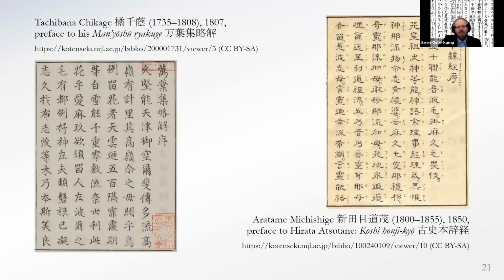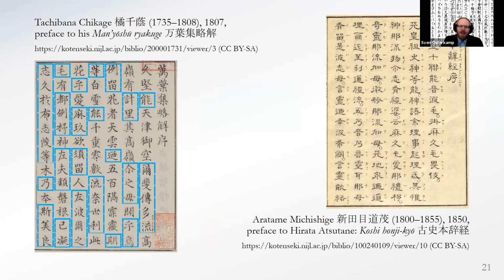Our first example here, shown on the left this time, is Tachibana Chikayo's 1807 preface to his widely read commentary on the Manyoshu, one of the chief monuments of Old Japanese literature. It's written in sinographs throughout, but functionally speaking, a lot of these, namely all marked in blue now, are phonograms, or kana in other words. Just like many such prefaces in Neo-Old Japanese, it is in regular script, which was also the most common way to render Old Japanese text.